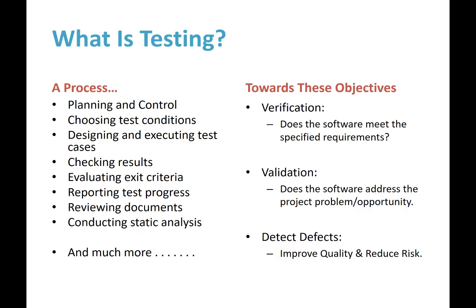So all of those process activities lead towards verification. Does the software meet the specified requirements? Or, as we've mentioned in previous videos, is the software built to specification? Validation: have the actual requirements led us to a product that addresses the underlying business need or business opportunity? And have we been able to detect defects, which allows us to improve quality and reduce risk?